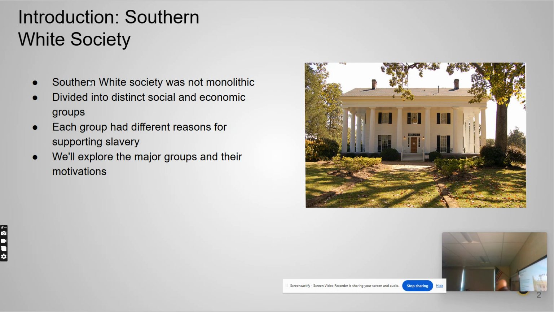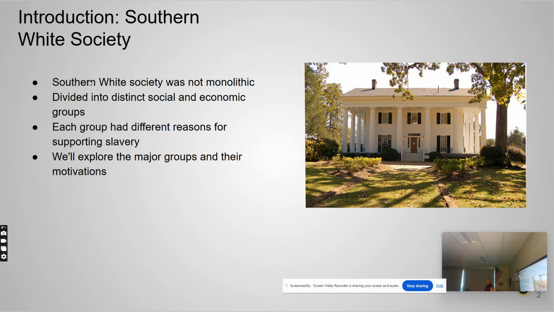Why is a planter, Ava, going to support the institution of slavery? More than any other reason, if you're a planter and you own 400 slaves, why are you going to fight to the death for your right to own slaves? Because that's how they make their money. They're becoming very wealthy owning slaves.